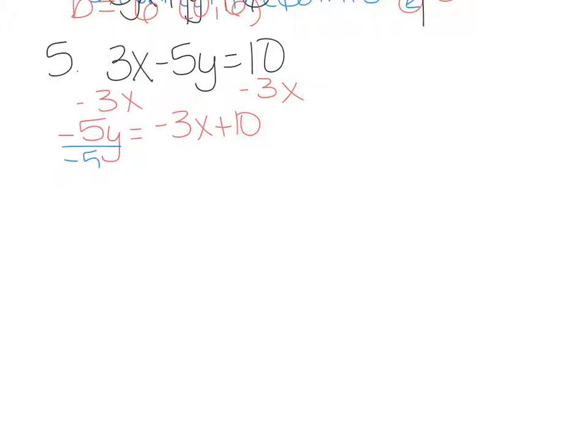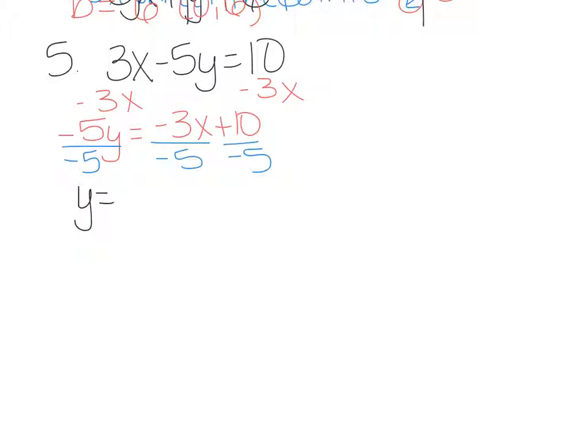So if we divide both sides by a negative 5, you just have to be really careful on that right-hand side because you have to take the negative 3x divided by negative 5, and you have to take the 10 divided by negative 5. You have to divide everything by that negative 5. Okay, now I have my y equals.